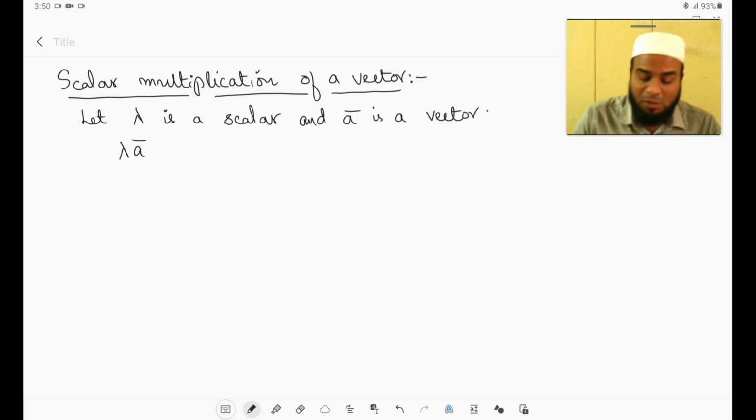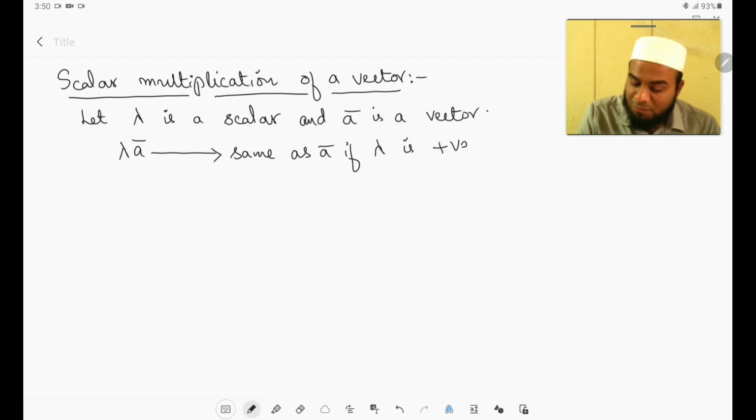Then A bar will have some direction and magnitude. Then what will be the direction of lambda A bar? The direction of lambda A bar will be the same as A bar if lambda is positive. If lambda is positive, then the direction of lambda A bar will be the same as the direction of A bar, and the direction will be opposite to A bar if lambda is negative.